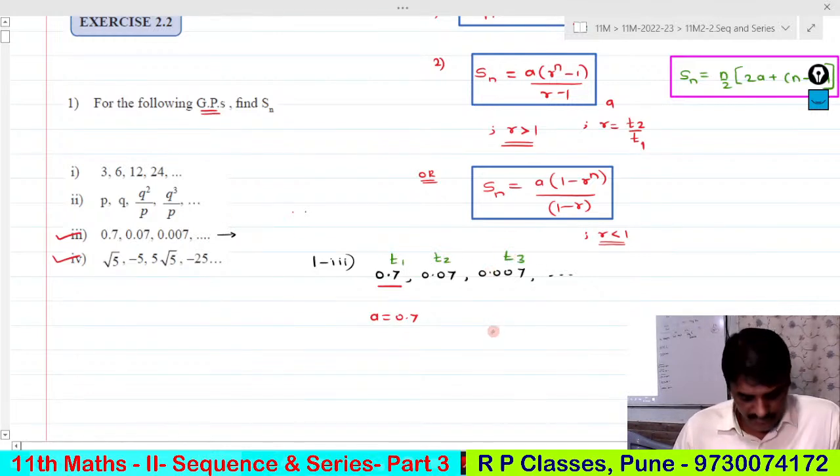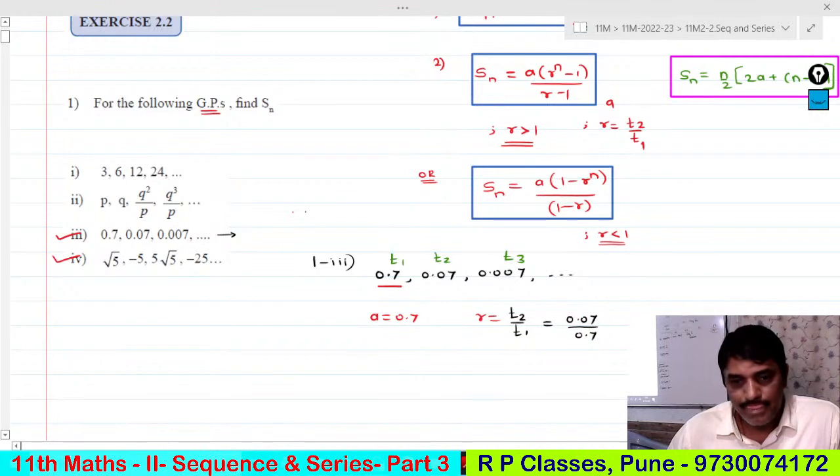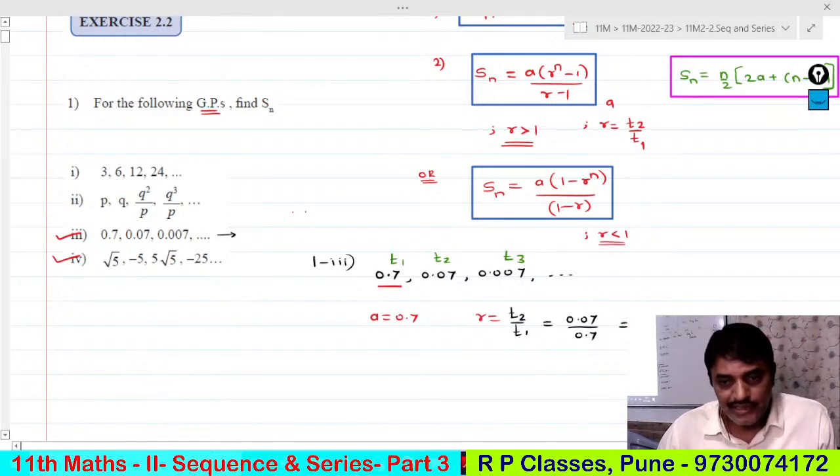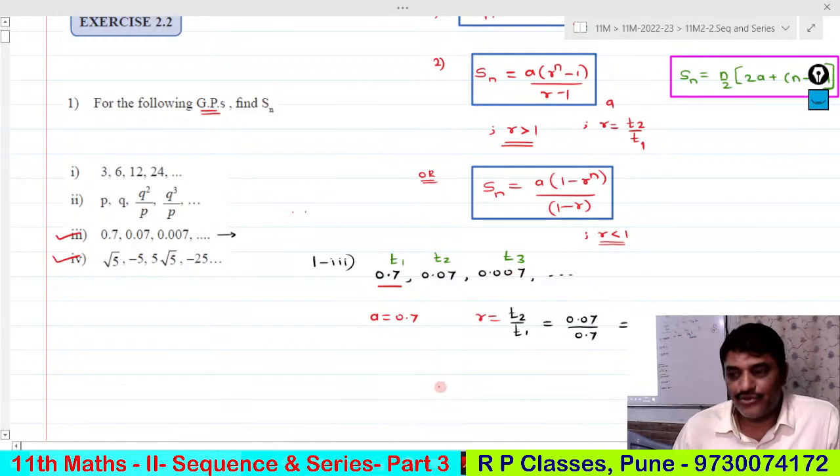So can you tell me what r is equal to? It is T2 upon T1. That is equal to 0.07 upon 0.7, correct? So shall I directly write it as 0.1? Yes, write 0.1 directly, will you understand? This is the common ratio. Is this less than 1? 0.1 is less than 1, right? Yes, so I'll use the second formula.